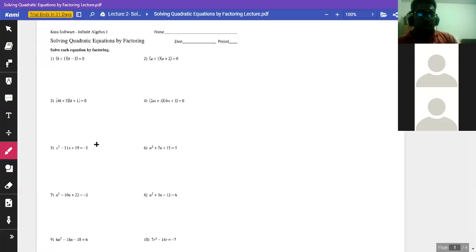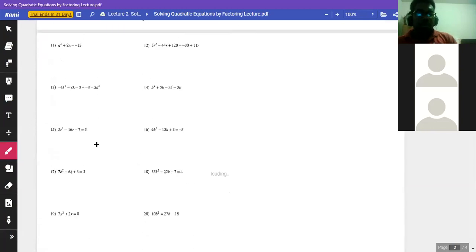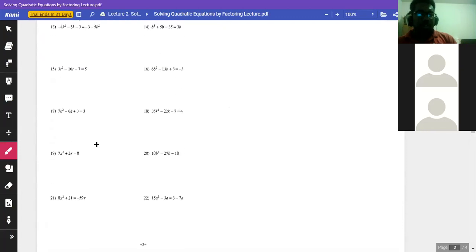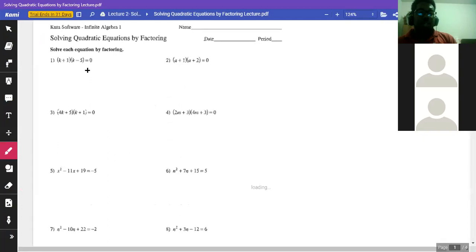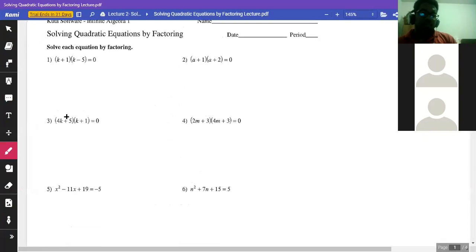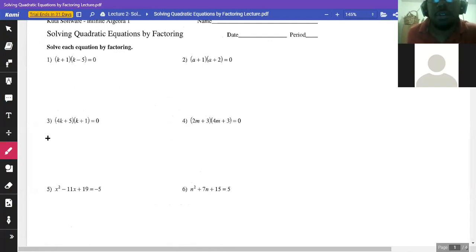Okay. So for the rest of the time, we're just going to run through the odds on this page. And we should have enough time that we'll be able to get through most of them. Okay. So if you look at 1 and 3, they already do the hard part for us. Like it's already factored, it's already set equal to 0. So all we have to do is set each factor equal to 0 and we're good.